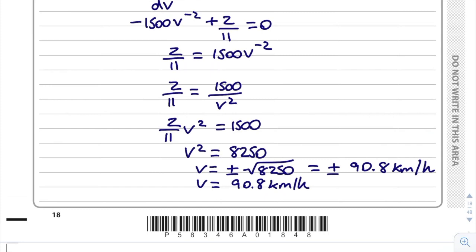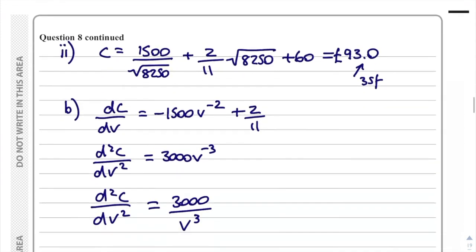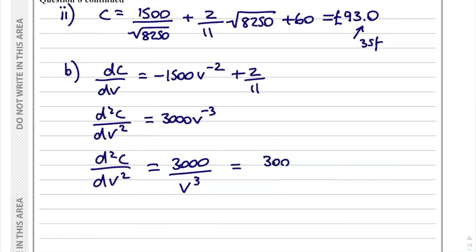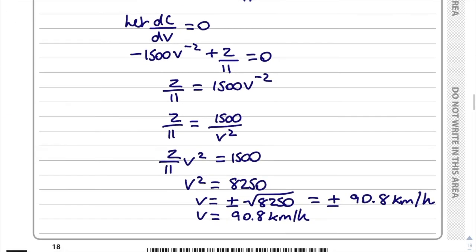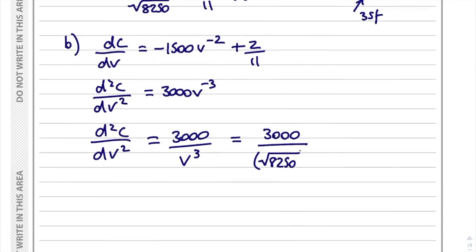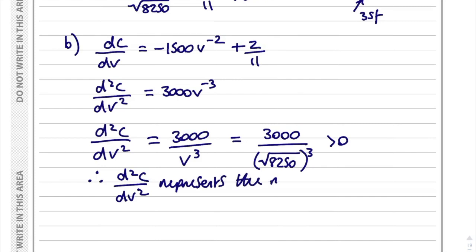Well, v was 90.8 kilometers per hour. So what we can do is enter that into our second derivative. So I'm going to use the exact value, which is the square root of 8,250, all cubed. And if we get a value greater than 0, the stationary point is a minimum point. So it is greater than 0, only very slightly. It comes out as 4 times 10 to the minus 3, but it is still greater than 0. So we can say, therefore, the second derivative represents the minimum cost.